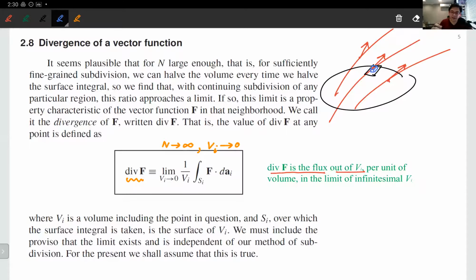the divergence of the function. All right, you can turn on the mic if you want, I mean if you don't want to type.